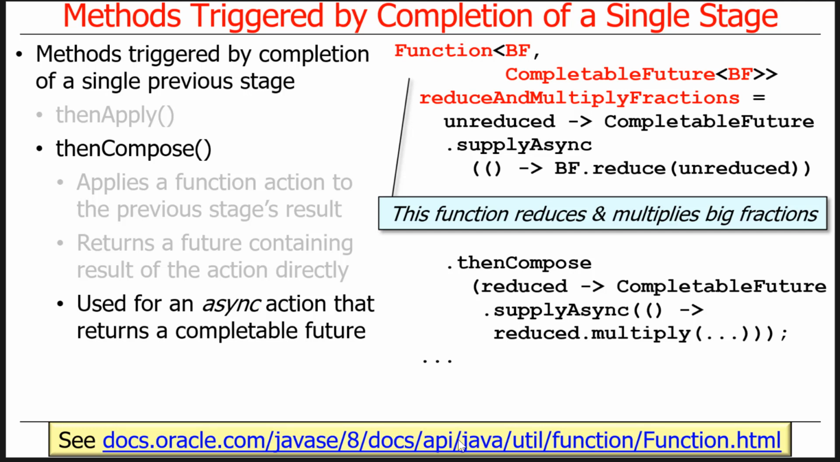Here's an example where we're going to create ourselves a function which is called reduceAndMultiplyFractions. A bit of a mouthful, but that's what it's called. And you can see that this is going to take a big fraction, which I abbreviated just because it was getting too large, and then a completable future to a big fraction. So it's going to take a big fraction, and it's going to return a completable future to a big fraction. That's what reduceAndMultiplyFractions is doing. And you can see it takes an unreduced input, calls supplyAsync, and reduces the unreduced fraction, big fraction. So this supplyAsync call is going to return a completable future to a big fraction. Okay, so far so good.